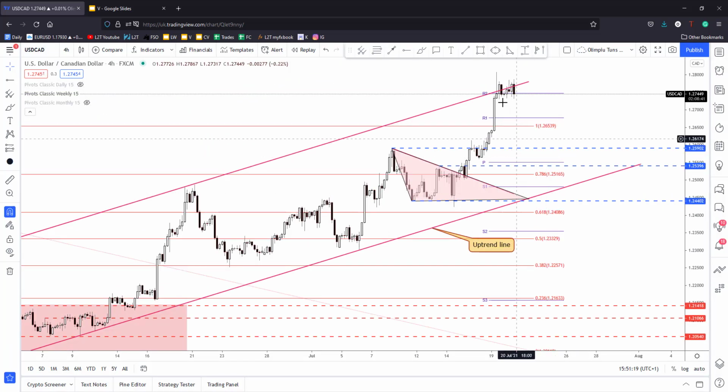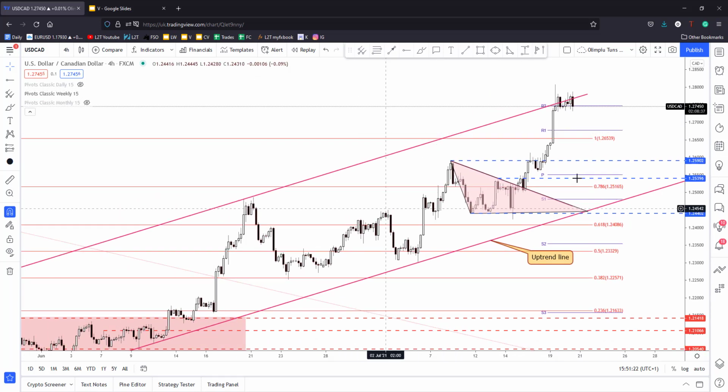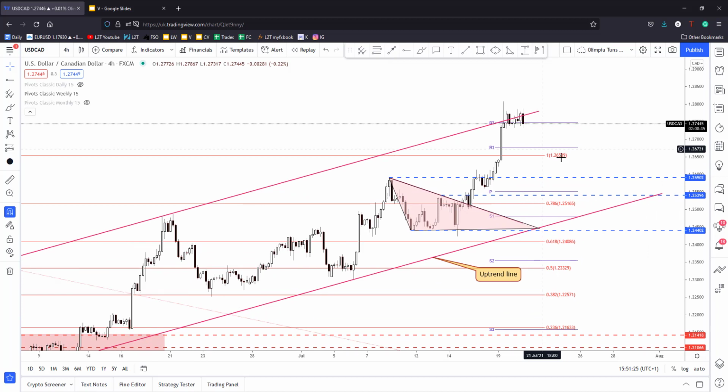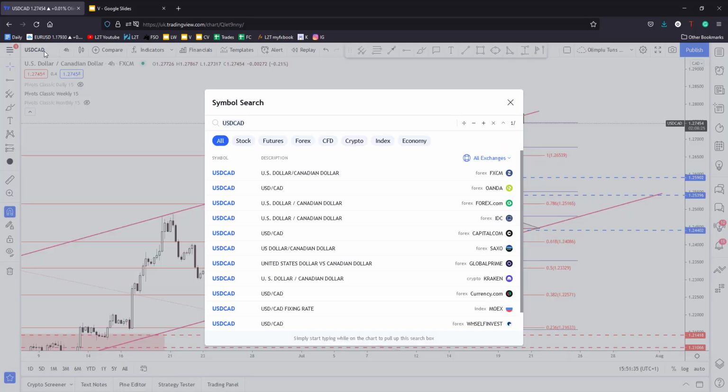It continues to move somehow sideways here around this upside line of the up channel, and personally I believe that if the pair will stabilize above 1.2747 R2, consolidation, new higher high could signal potential growth, further growth here, but only if the DXY will continue to increase.